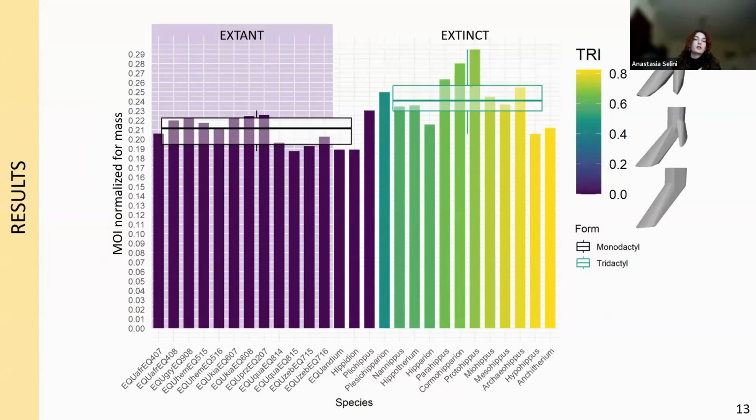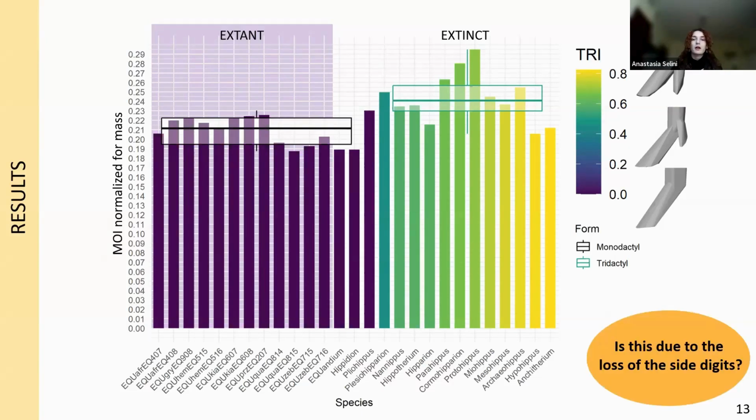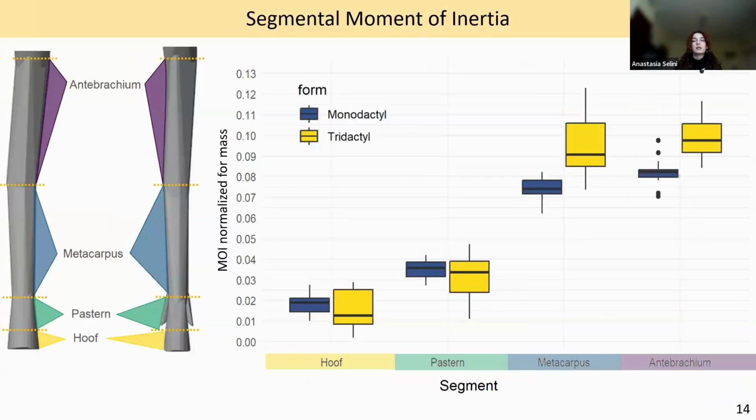Then we compared the moment of inertia of the tridactyl liquids and monodactyl liquids, and we saw significant differences between those two groups, with tridactyl liquids having a higher moment of inertia. However, we wanted to verify that this is attributed to their side digits. Therefore, we tested each segment separately. And here you can see that in the pastern segment, where we see the side digits, the differences between monodactyl and tridactyl liquids are not significantly different. They are very similar. And that's the same for the hoof. And probably the differences we see in the previous graph are due to the metacarpus and endobrachium.